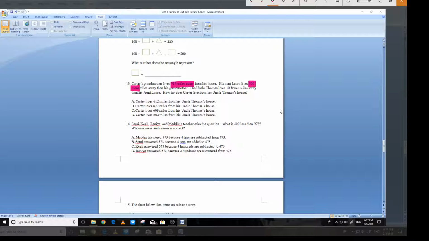Okay, I like that. His uncle Thomas lives 10 fewer miles away. 10 fewer. Fewer means subtract, doesn't it? Than his aunt Laura. How far does Carter live from his uncle Thomas's house? So we need to do some math here. This is what we do.